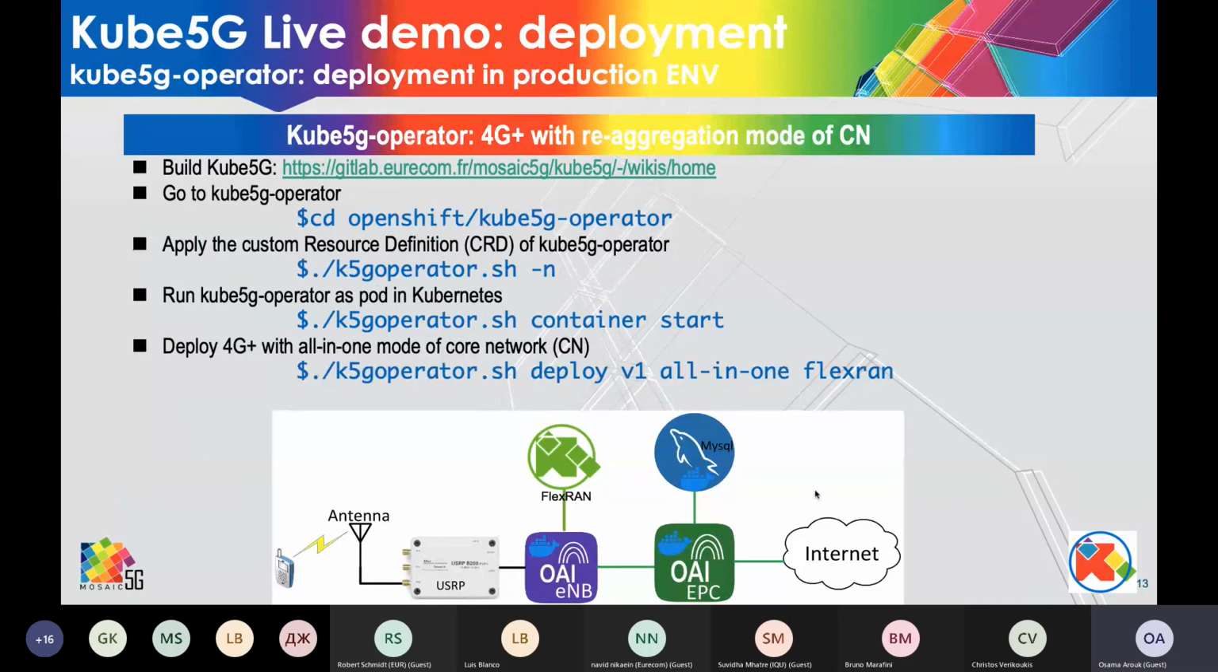Here I provide the live demo, where I will deploy this simple network that is composed of the database, the core network, the RAN that is connected to the FlexRAN, and the front end that is composed of the USRP and the antenna.